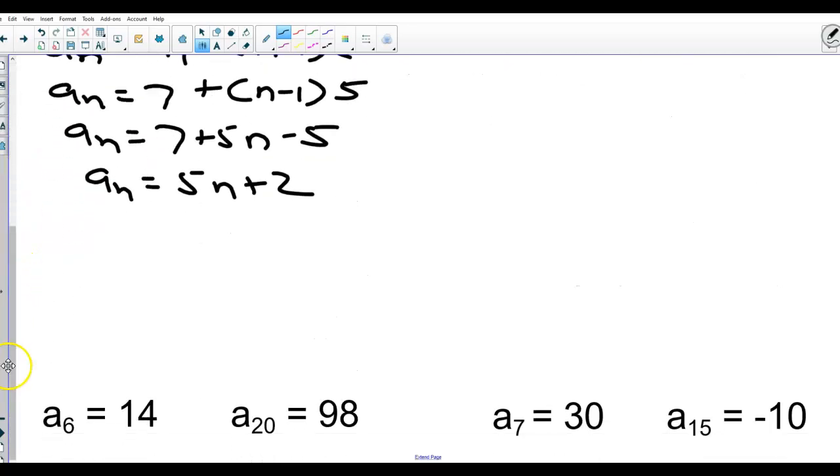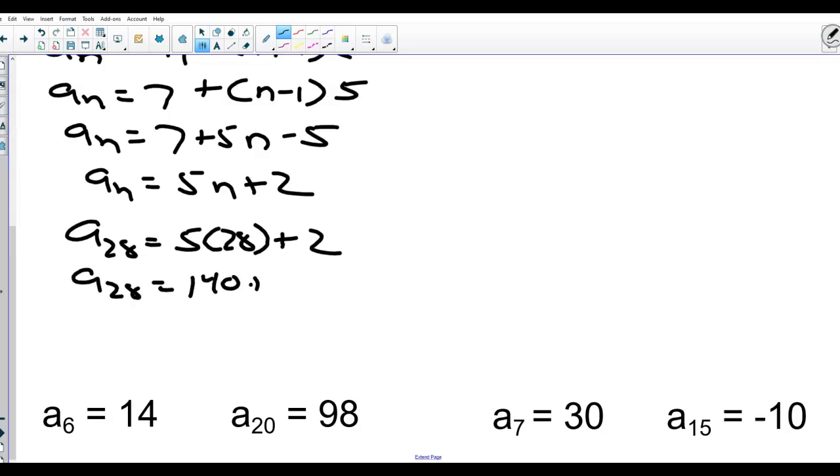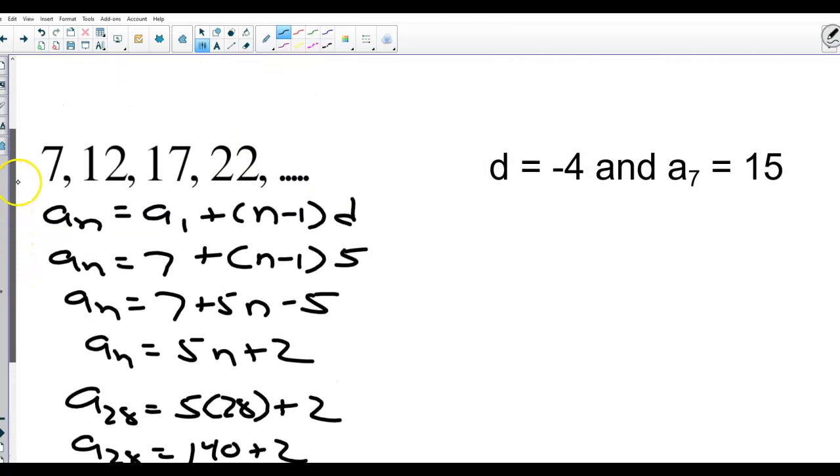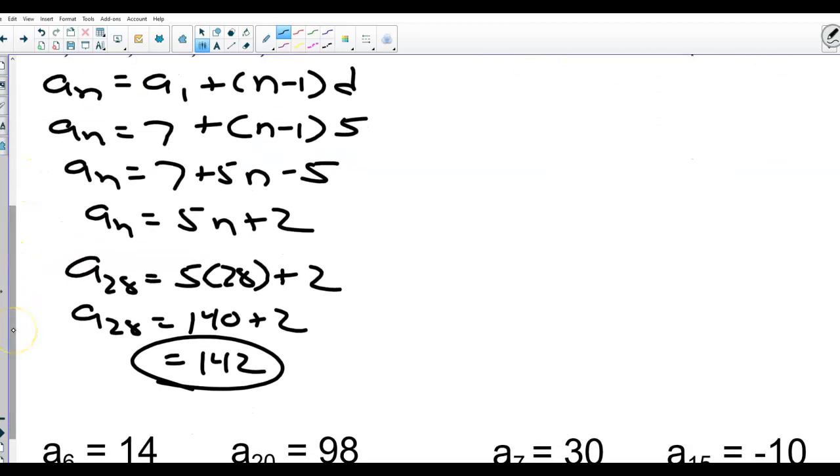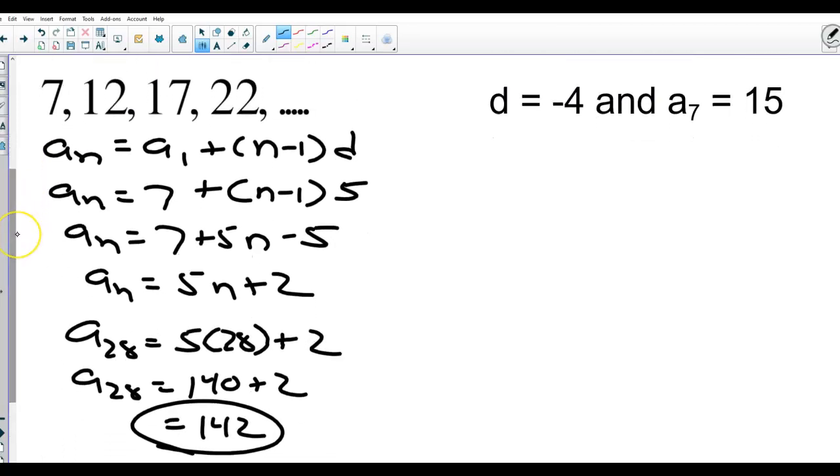If I want a sub 28, the 28th term in this sequence, well, 28 times 5 is 140. 140 plus 2, that's 142. Now, if you want to check your work, the 4th term is 22. Check it. 5 times 4 is 20 plus 2 is 22. All right? You can always check your own work.